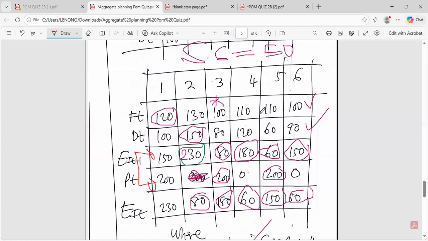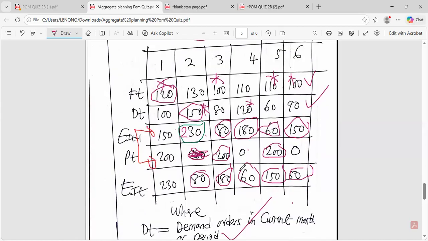So we are using the highest demand for a period. Here we are using this one, here we are using this one, here we are using this one to subtract, here we are using this one, here we use this one. That's what we are doing in this case. All right, so that answer is A.